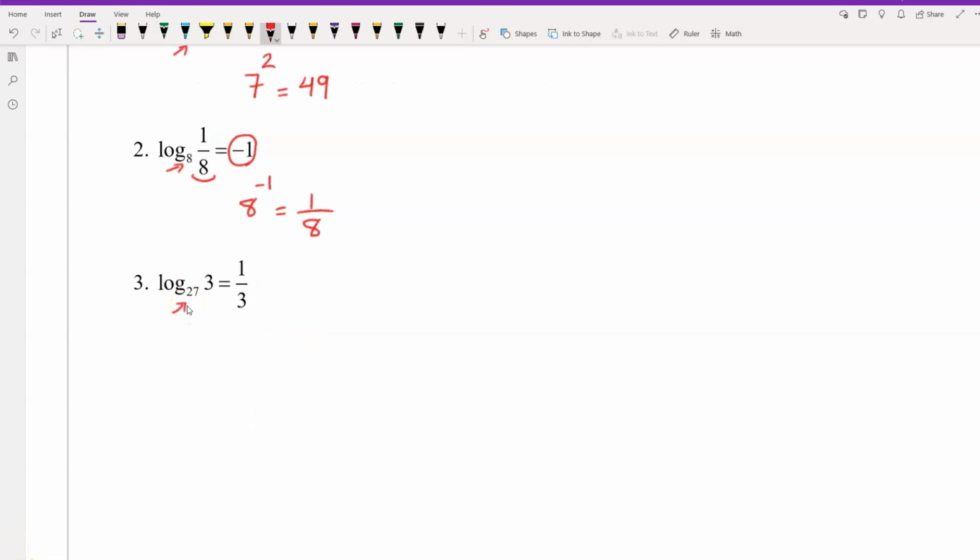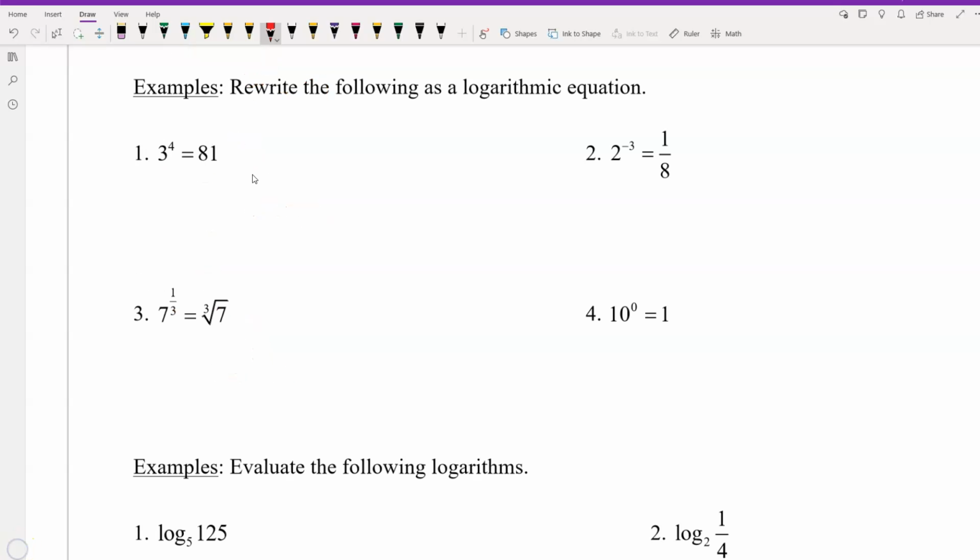Now here base is 27. Power 1/3. So what this means, we have cube roots of 27, and that is equal to 3, and this is what we have here. So 27 to the power 1/3 is equal to 3. Rewrite the following as a logarithmic equation. Number 1, here we have 3, power is 4. So 3 to the 4th power is equal to 81.